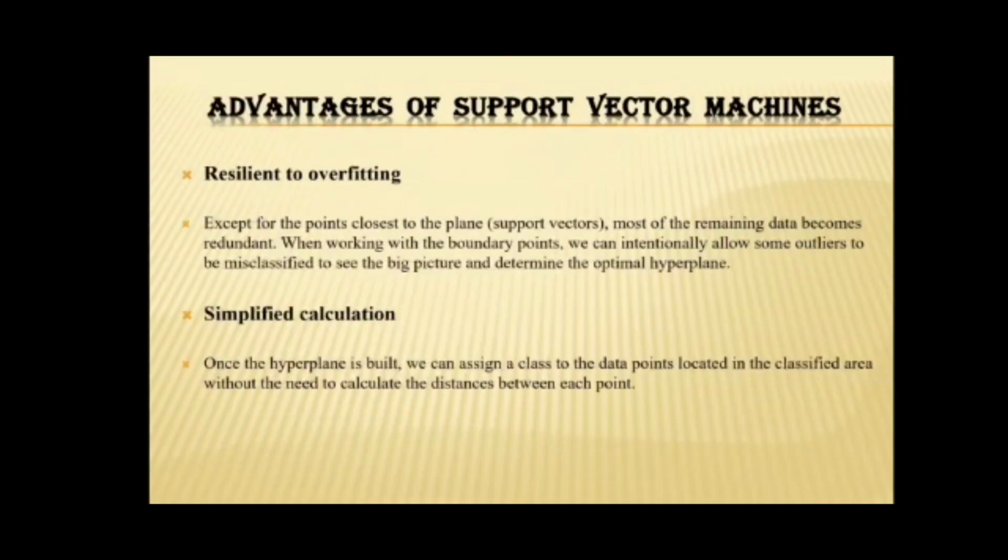So now we are going to see the advantages of support vector machine. Resilient to overfitting. Except for the points closest to the plane, most of the remaining data becomes redundant. When working with the boundary points, we can intentionally allow some outliers to be misclassified to see the big picture and determine the optimal hyperplane. Simplified calculation. Once the hyperplane is built, we can assign a class to data points located in a classified area without calculating the distance to each point. These are the advantages of support vector machine.